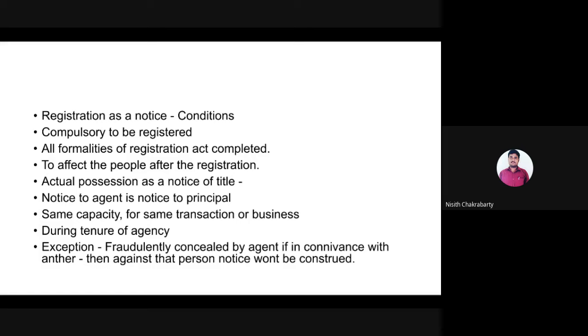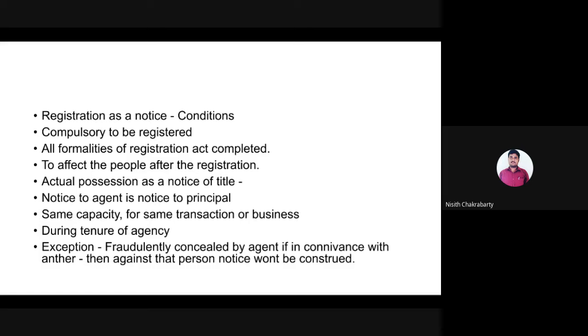Actual possession will be treated as if there is notice of the title given to the party concerned. Now the fifth part is that notice to an agent will be deemed as if it is a notice to the principal.